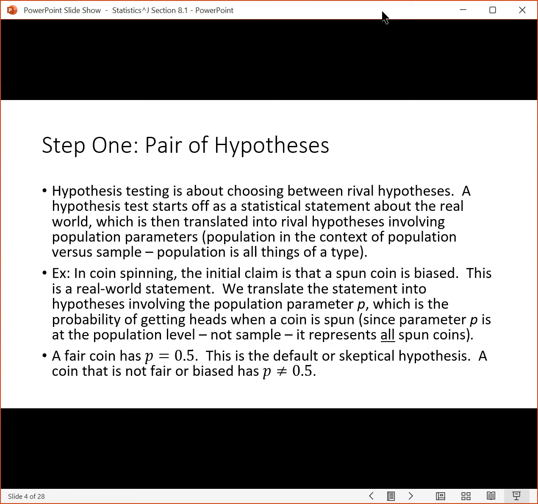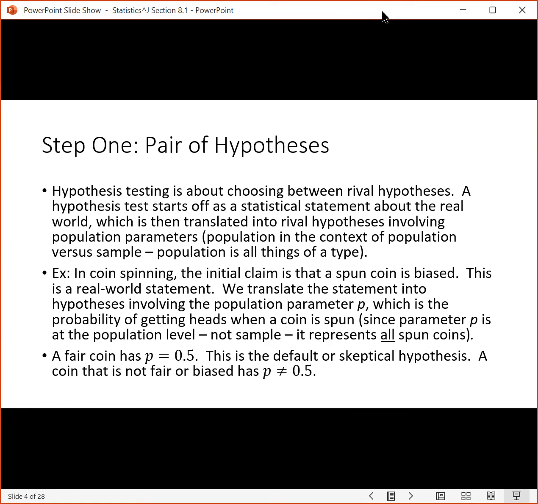Hypothesis testing is about choosing between rival hypotheses. A hypothesis test starts off as a statistical statement about the real world, which is then translated into rival hypotheses that involve population parameters. Population in this context refers to population versus sample, that type of population, not people. Population is all things of a type. So for example, in coin spinning, the initial claim is that the spun coin is biased. This is a real world statement.